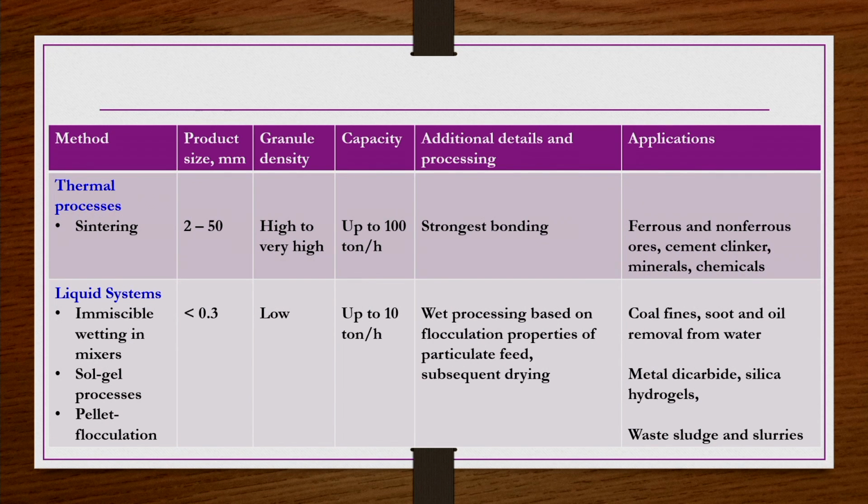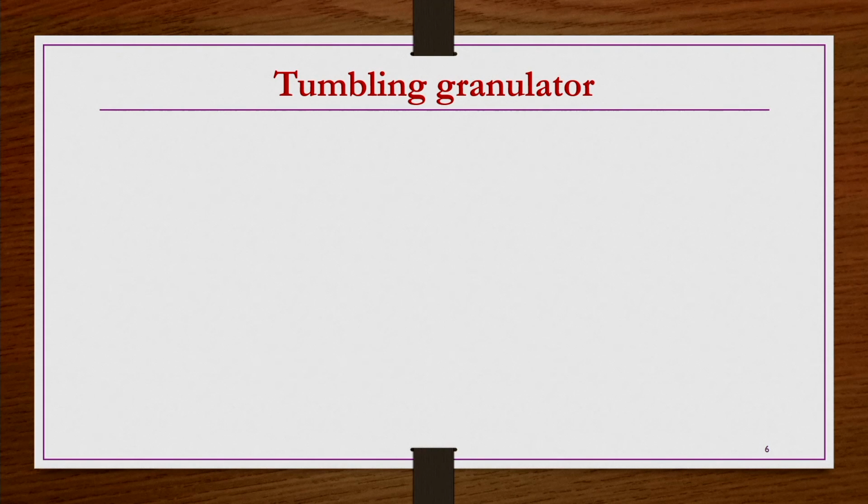In processing some of these materials, we often may need liquid systems where these size enlargement processes or methods are involved. Now these are the size enlargement methods. One by one, we will see some more details of the working process of this equipment. Let us start with tumbling granulators.